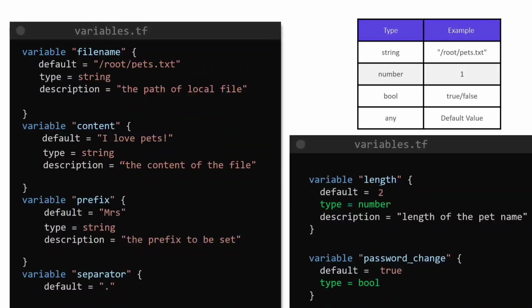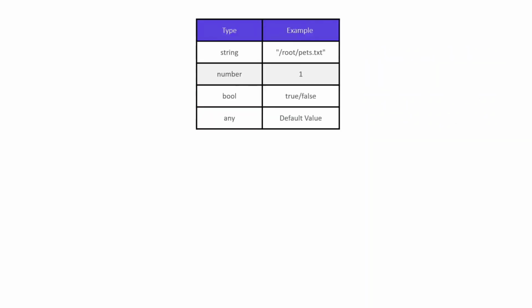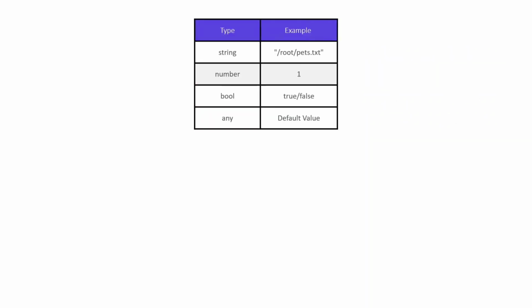String variables, as we have seen in our examples so far, accept a single value which can be alphanumeric, that is, consisting of alphabets and numbers. The number variable type accepts a single value of a number, which can be positive or negative. And the boolean variable type accepts a value of true or false. The type parameter, as mentioned previously, is optional. If it is not specified in the variable block, it is set to the type any by default.